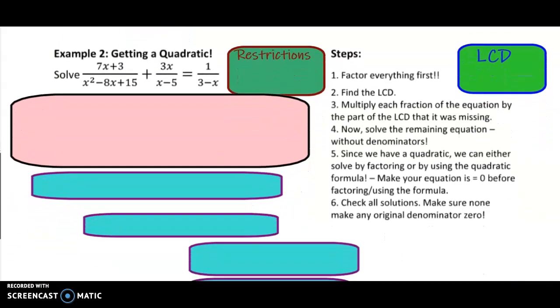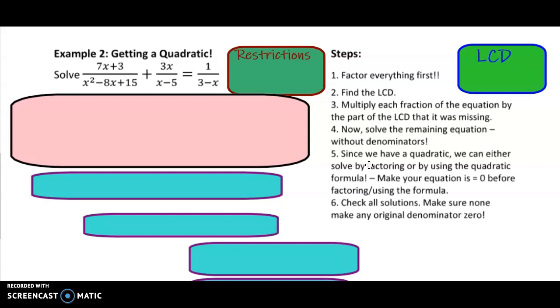Okay, example 2 is a little bit more complicated because in this example, you are going to end up with a quadratic that you're going to have to solve. So the steps are similar. You start out by factoring everything. Then you find your least common denominator and your restrictions. You're going to multiply each term by the least common denominator, also the same. But when you go to solve it, you end up with a quadratic. You end up with an x squared term.